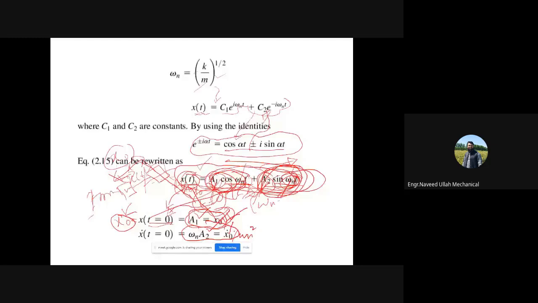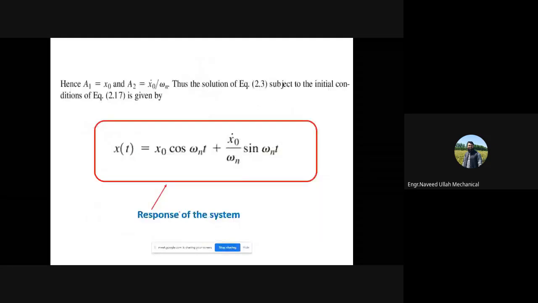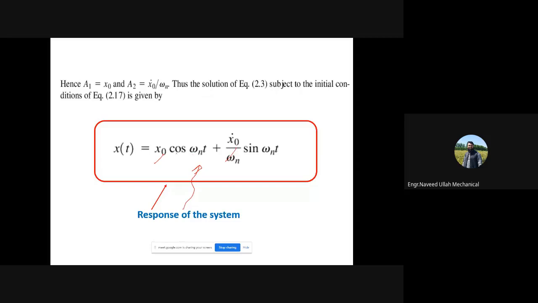Mathematically, this is the value of a1, and this is the value of a2. Now you can see that in this particular equation and solution, the only unknown is t, right? So for that reason, this is actually the response of the undamped free vibrational translational system.